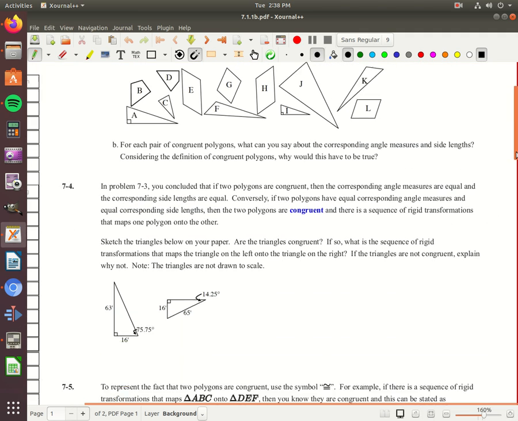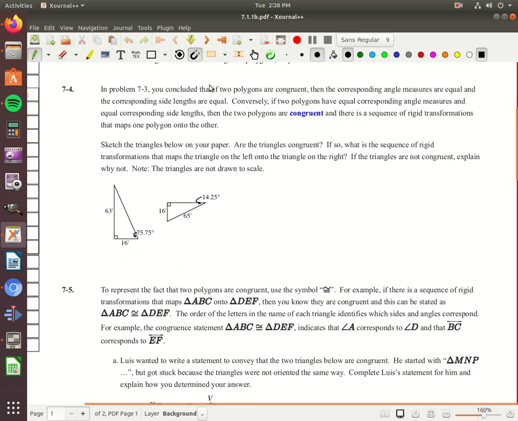So 7.4 says in problem 7.3, you concluded that if two polygons are congruent, then the corresponding angle measures are equal and the corresponding side lengths are equal. So congruent means that they're the same shape and the same size. Conversely, if two polygons have equal corresponding angle measures and equal corresponding side lengths, then the two polygons are congruent, and there is a sequence of rigid transformations that maps one onto the other.